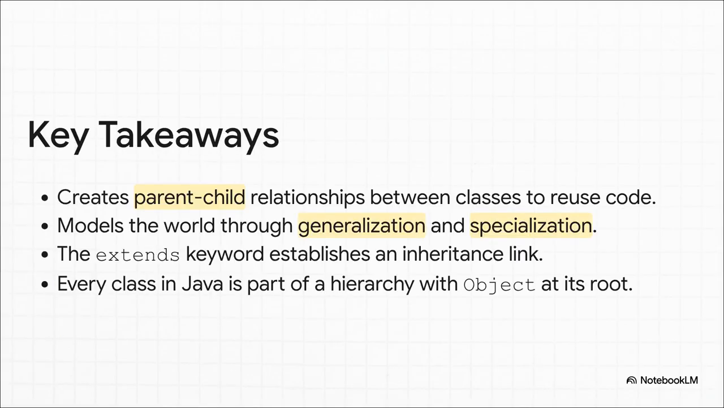Okay, so let's recap the key takeaways. Inheritance is all about creating parent-child classes so you can reuse code. It models the world using generalization and specialization. In Java, that little extends keyword is what makes the magic happen. And finally, every class in Java is part of one single gigantic family tree with Object at the very top.